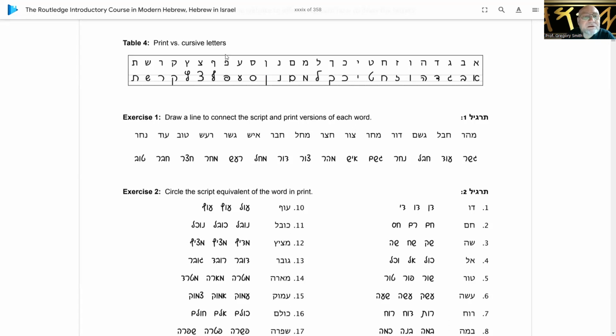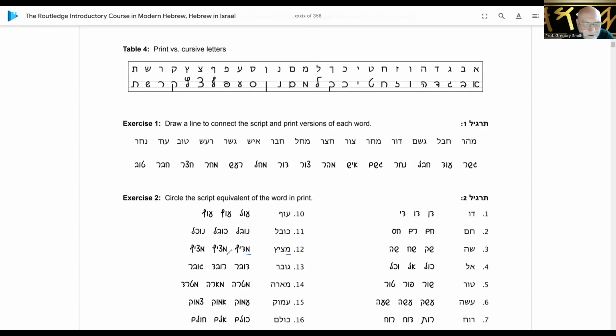So we know that the mem looks like an N. So all three of these have an N. Okay, and then this D. Well, here's our D, and it looks like an inverted 3, doesn't it? It's going to be one of these two. These are in the running.